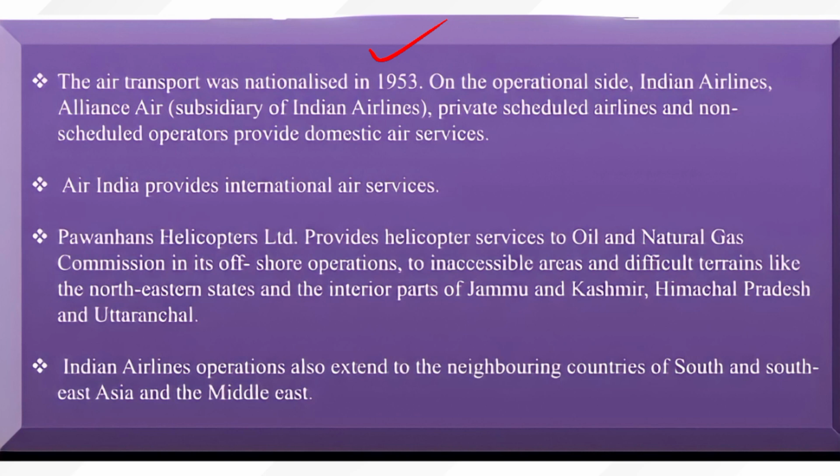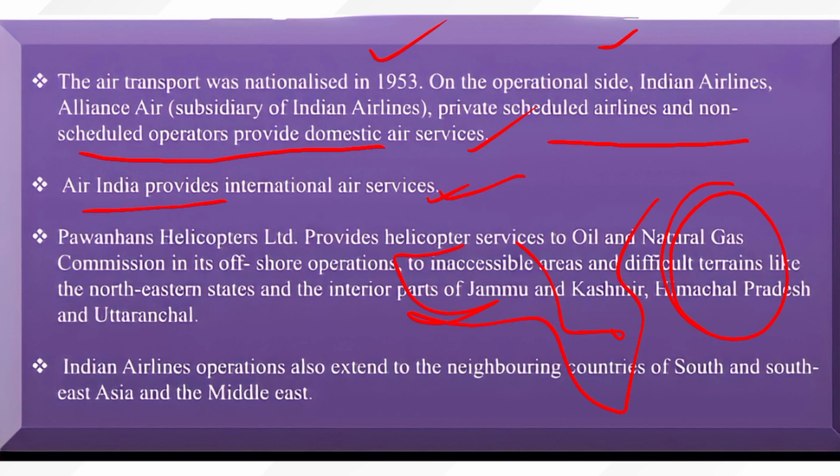So very easy. On the operational side, the Indian Airlines, Alliance Air, subsidiary of Indian Airlines, private scheduled airlines, and non scheduled operators provide domestic service. So, Air India provides international, Indian Airlines provides domestic service. And once again, we learn Air India provides international service and Indian Airlines provides domestic service, within the country it operates, right?